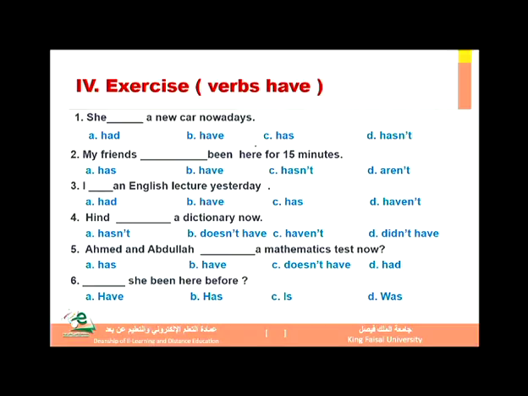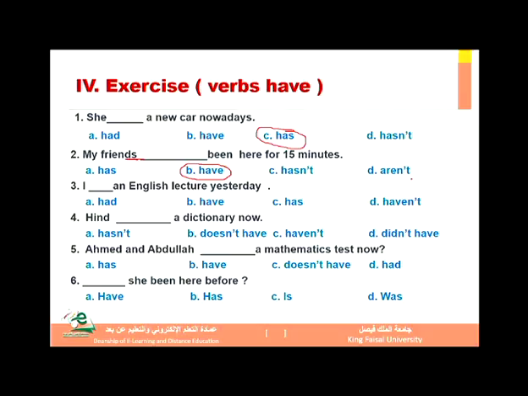She, should we say had, have, has, or hasn't? Well, the correct answer is has. She has a new car nowadays. Number 2, my friend's been here for 15 minutes. My friends, is it singular or plural? It is plural, right? Because notice the S, jam'. So should we say my friends has or have or aren't or what? Well, the correct answer is have. My friends have been here.